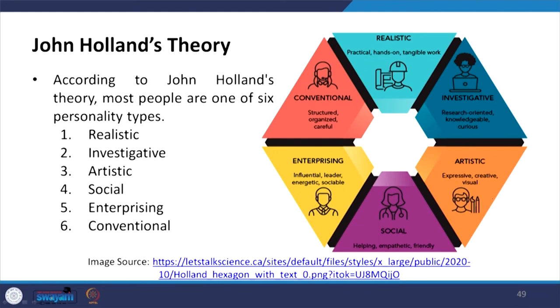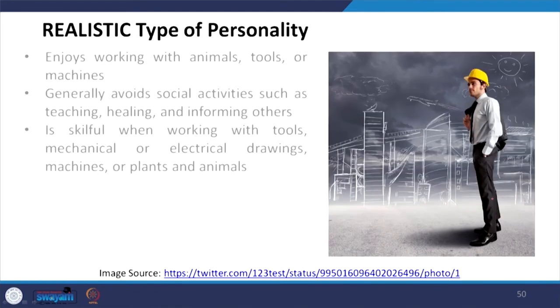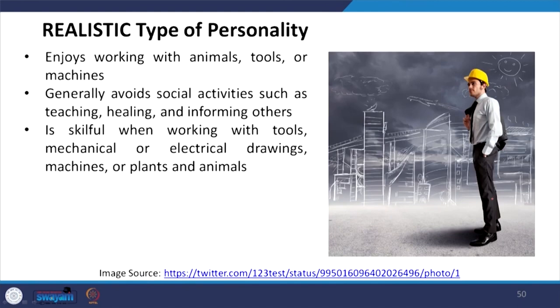Artistic is expressive, creative and visual. Then the HR specialization, that is social: helping, friendly, empathetic. Enterprising people are influential, leaders, energetic and sociable. So, right from conventional, realistic, investigative, artistic, social and enterprising, you will find that a realistic type of personality matching with the job will lead you to big success.